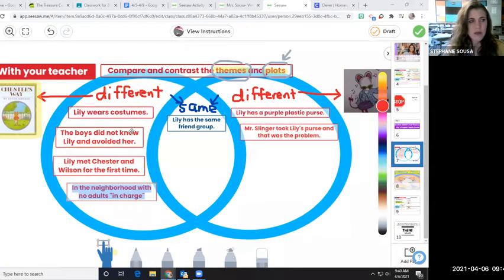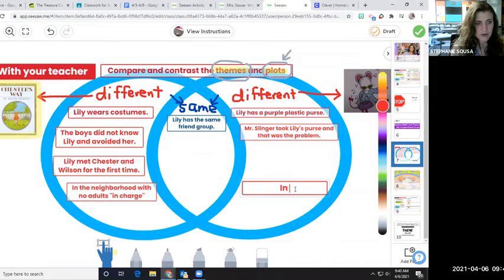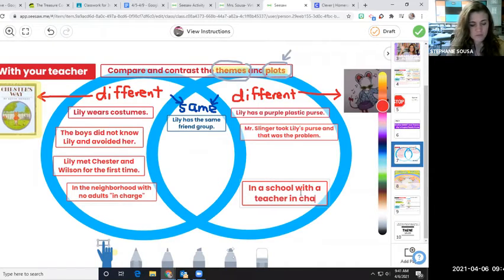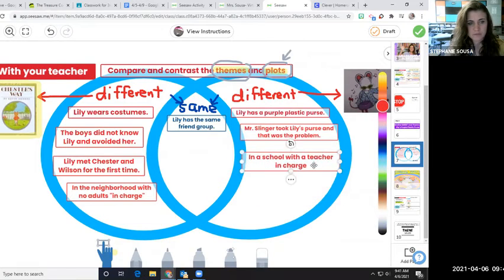There you go. And the way that Lily's Purple Plastic Purse was different is that they were in a school and there was an adult in charge. In a school with a teacher in charge. Okay, awesome. All right, we are running out of time, but my gosh, we have so many ideas. I love it.